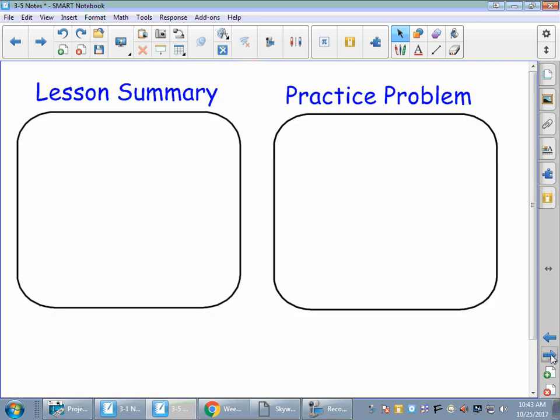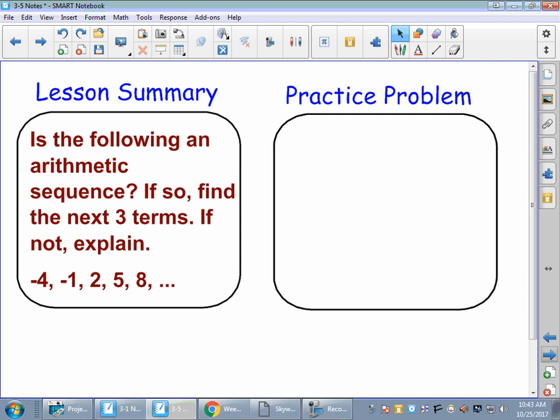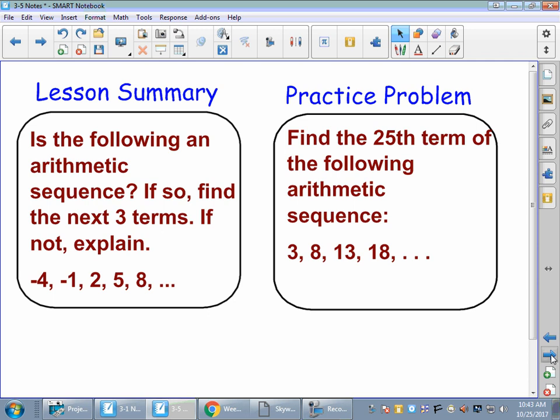So the lesson summary, I want you to determine if that first one is an arithmetic sequence. If so, find the next 3 terms. If not, explain why. You can just show me why it's not. And then I want you to find the 25th term of the following sequence using the a sub n formula. Good luck.